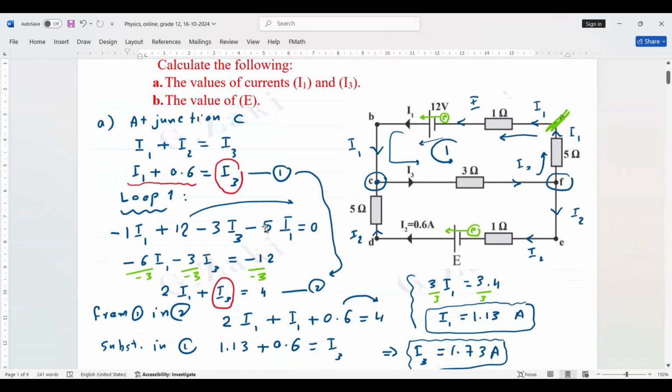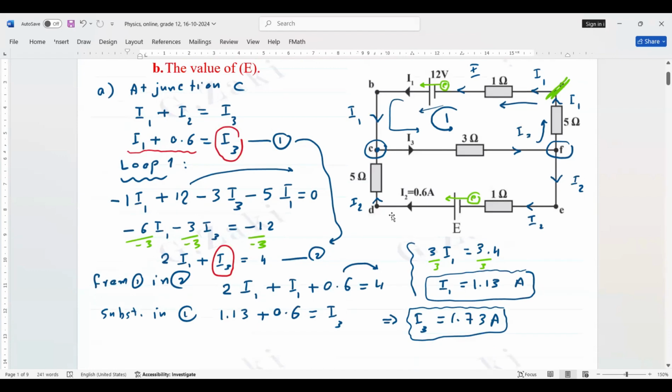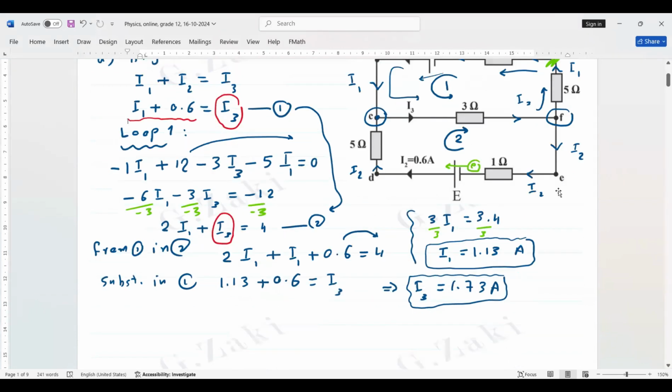Now try to solve part B. Find the value of the electromotive force. I advise you to choose this loop. Then use this loop, please, to solve. Start part B. We said loop 2. Now, let us see part B. So we write loop 2.